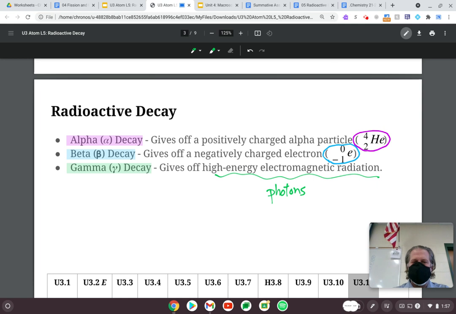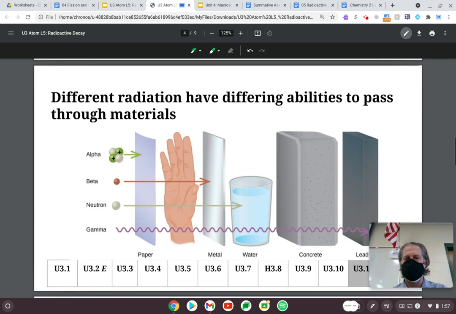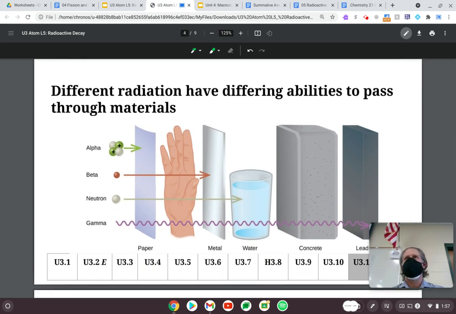So we're going to take a little bit of time to talk about each of these 3 types of decay, which is appropriate because we just closed the spooky season and decay.